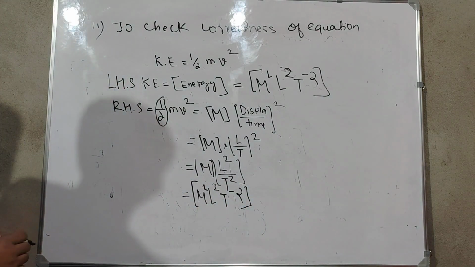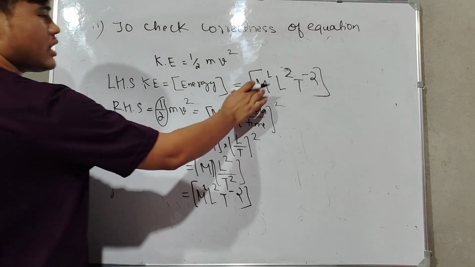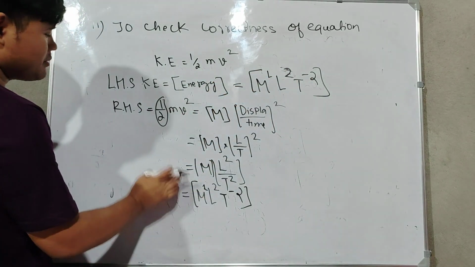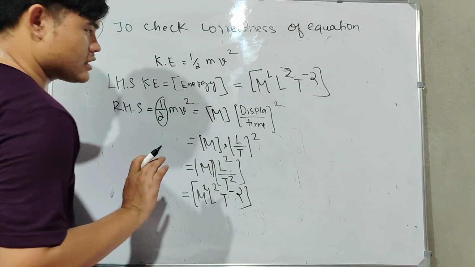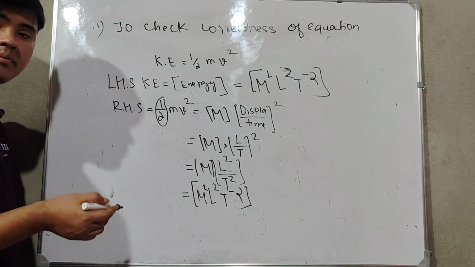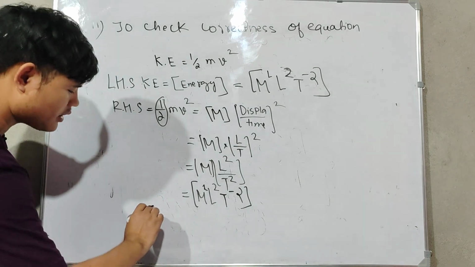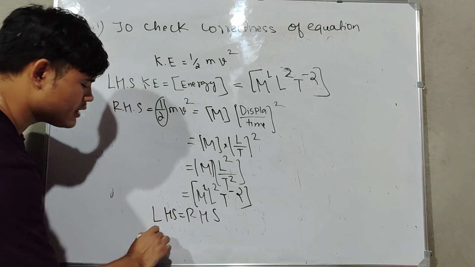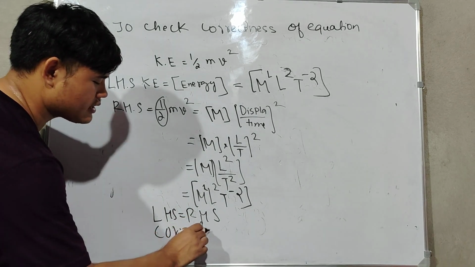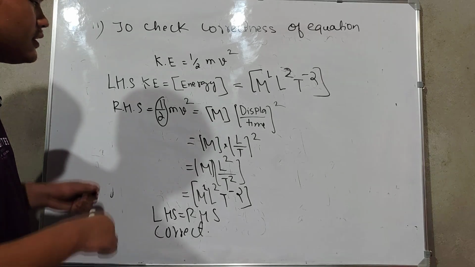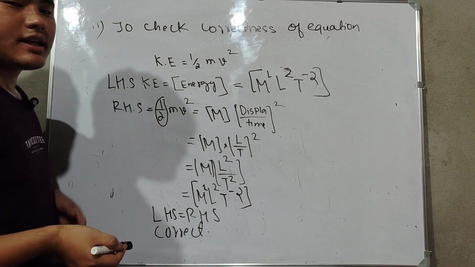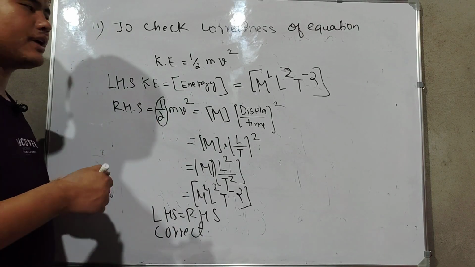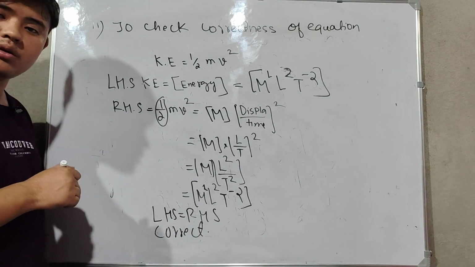Now see whether LHS equals RHS. LHS is M1 L square T to the minus 2, and similarly RHS is M1 L2 and T to the power minus 2. That means both of them have the same dimensions. So LHS equals RHS, so what happened? This formula is correct. Okay, so let's find it out for other formulas and check their dimensions, whether it is true or not.